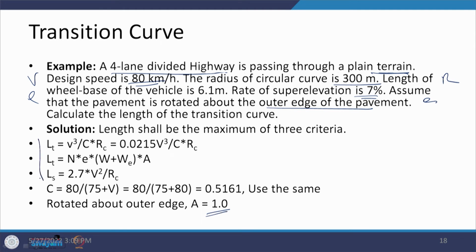So, again going with the same formula and calculating the value of C, what we get is 0.5161, which is within the range of greater than 0.5 and less than 0.8. So, hence it is OK. So, we are going to use this value as 0.5161.